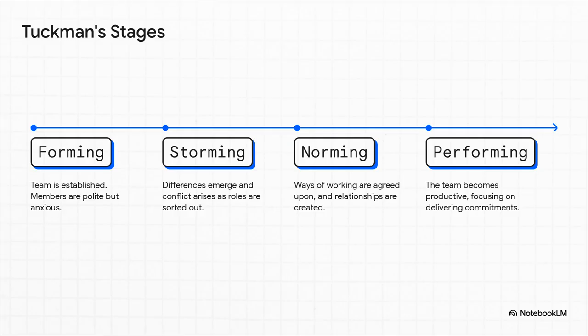It starts with forming, that's the honeymoon phase, where everyone's polite and maybe a little anxious. Then comes storming. This is where differences pop up and a little conflict arises. It can be uncomfortable. But it's what leads to norming, where the team figures out how to work together. And only then can they reach performing, where they're operating like a well-oiled machine.